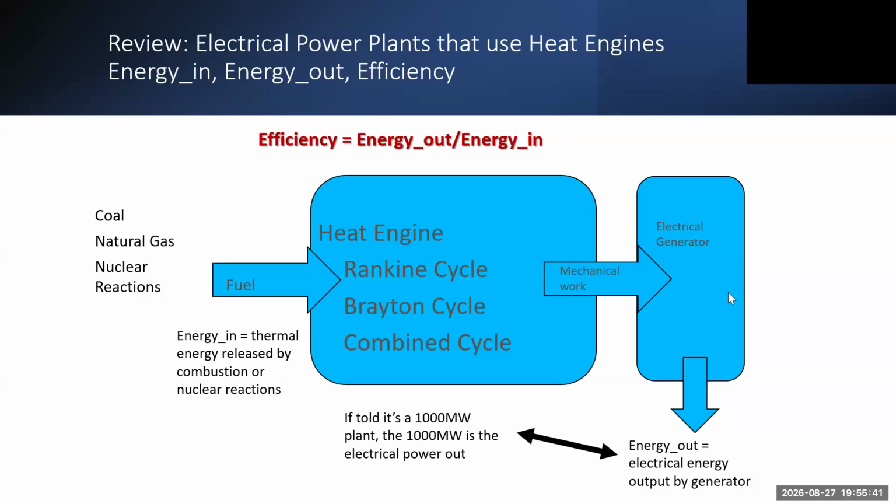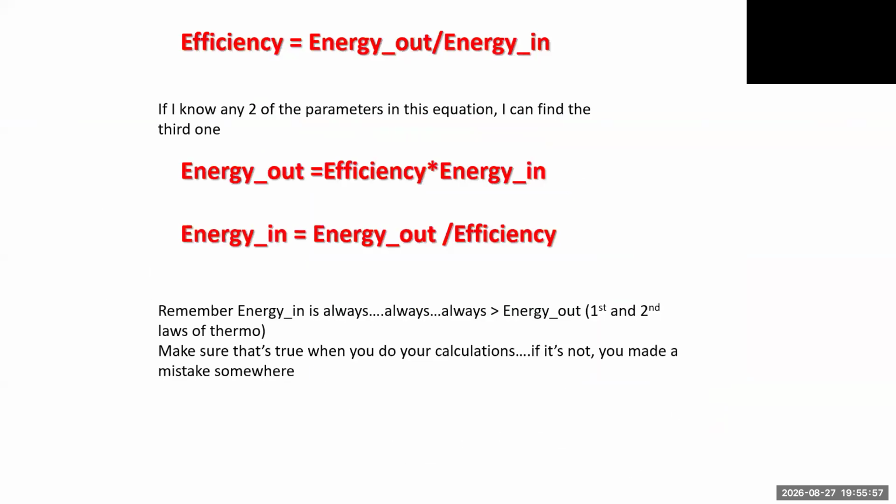Okay, so that's our top level diagram, our schematic. And we're going to talk about different heat engines that can go in this middle part. And the first one we're going to talk about is the Rankine cycle, which is a steam engine that creates mechanical work that then connects to the generator.